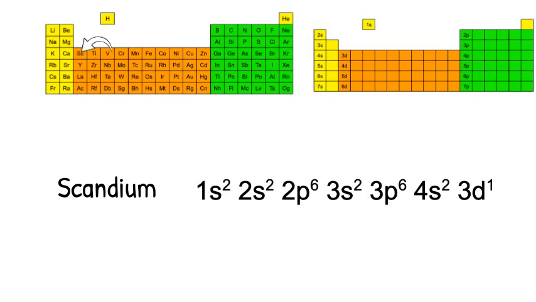Okay, have a go at the rest of the elements in the task. There are a few ions on the sheet, just as an extra bit of challenge, and then a research task. Can you have a look at chromium and copper and see if you can work out the electron configuration of those?